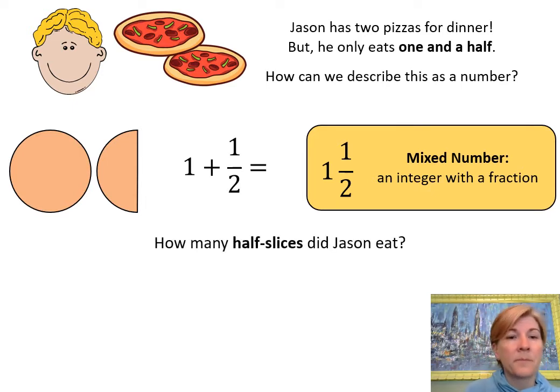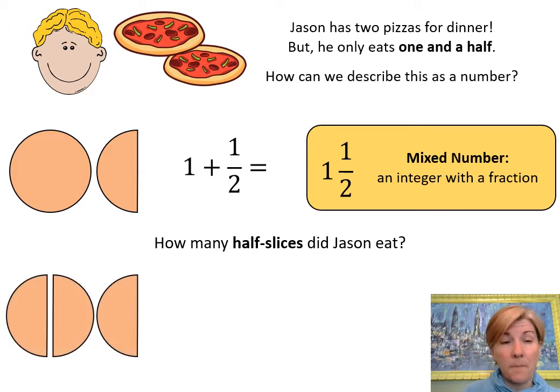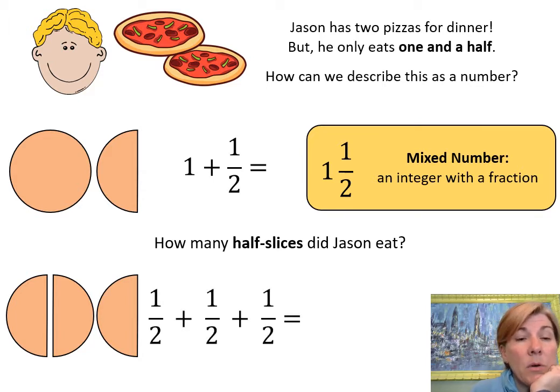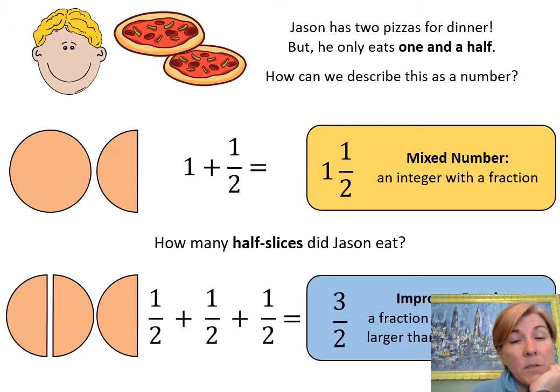Or we can talk about it in terms of how many half slices Jason ate. So in this case, we have 1 complete pizza, which is 2 halves, plus 1 more. So it's a total of 3 halves, which is an improper fraction, a fraction with a numerator, the number on top, larger than the denominator.